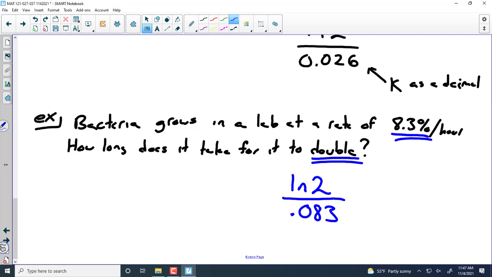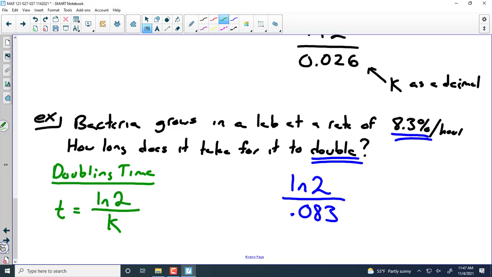It's this quick. What it actually is, everyone, is doubling time is going to be t equals ln of 2 over k. You still got to convert it into a decimal. So we do ln of 2 over 0.083, and we're going to figure out how long it takes for the amount of bacteria to double. 8.35. Great.